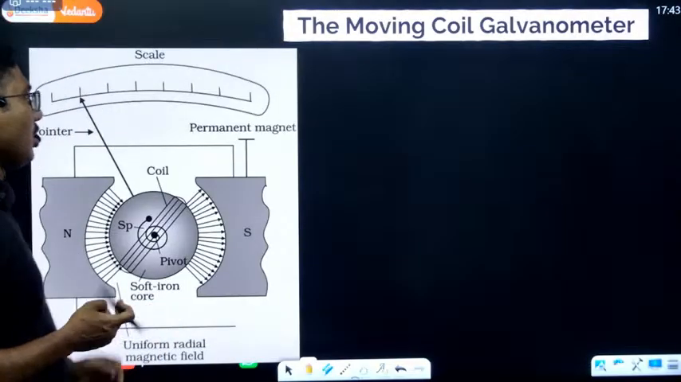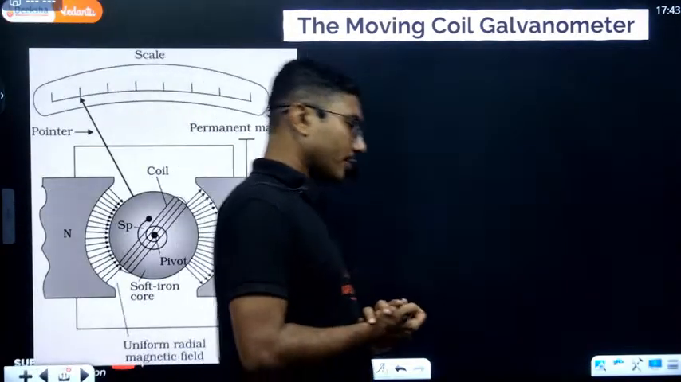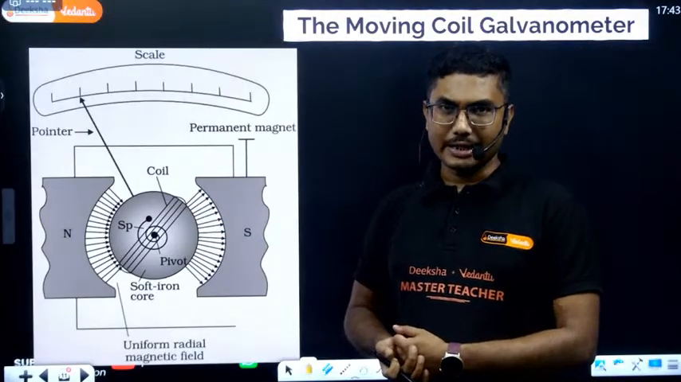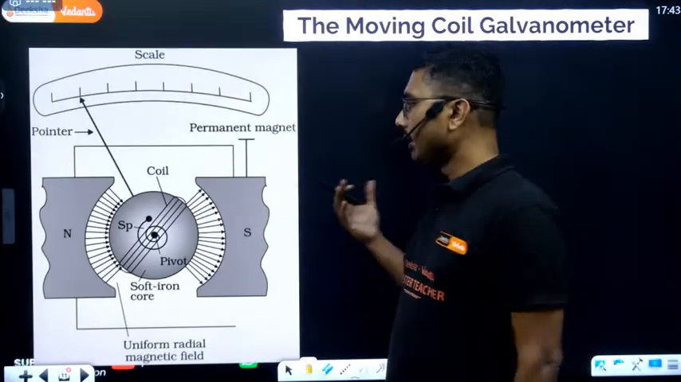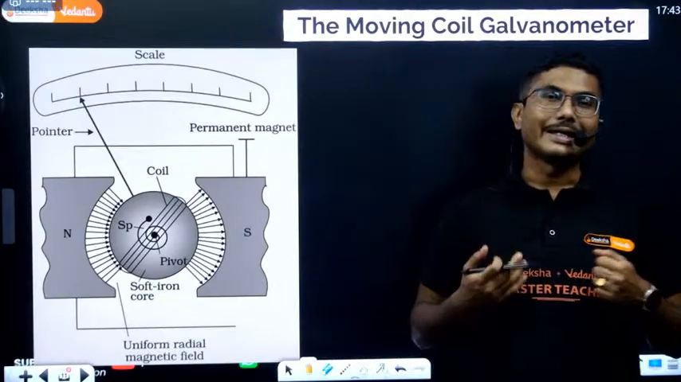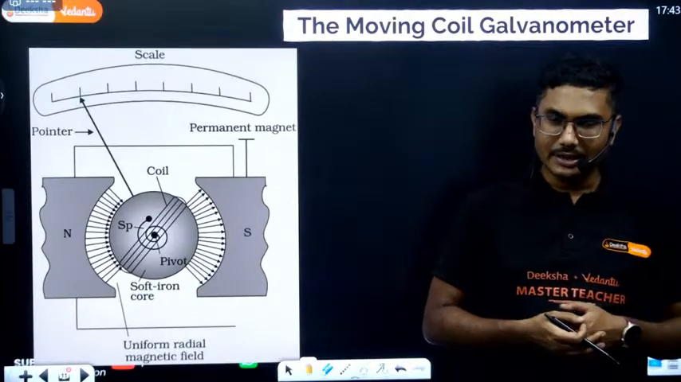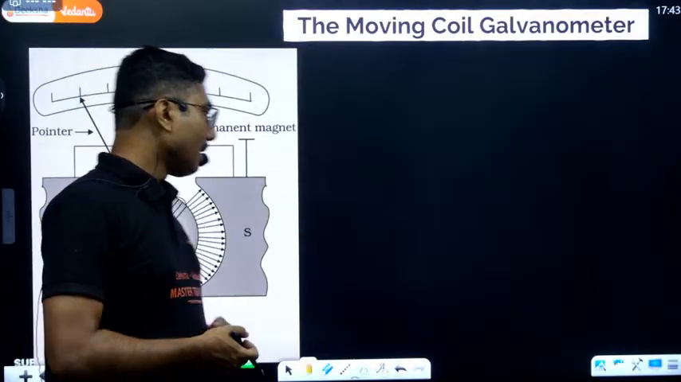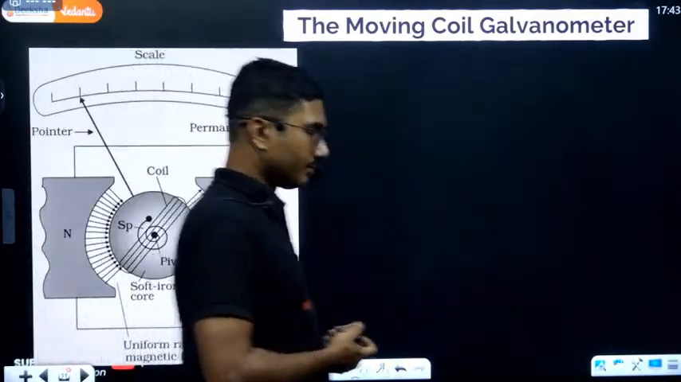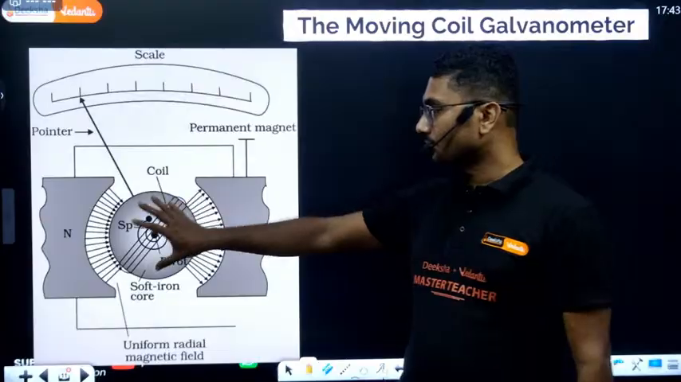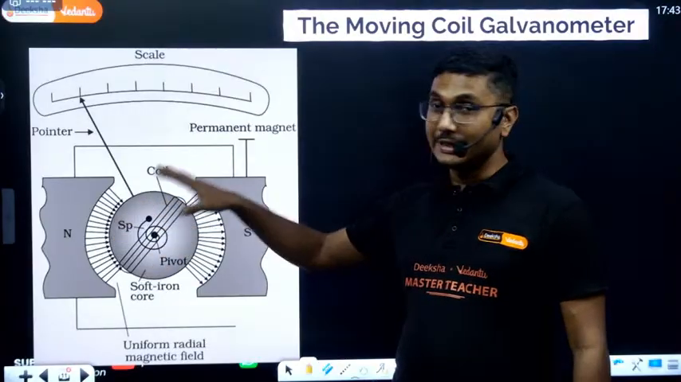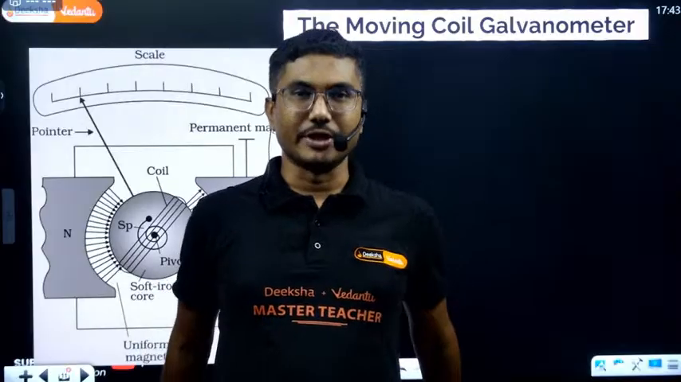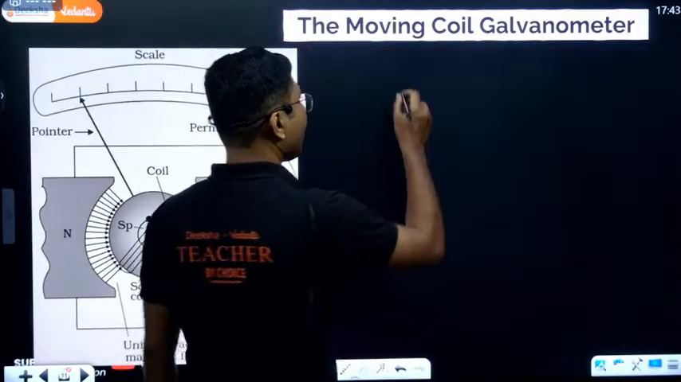Okay, now a moving coil galvanometer. So we have learned that if you keep a current carrying rectangular coil in an external magnetic field, then it basically experiences a torque. Now that principle we can apply to a device which can measure how much current is flowing, because torque, we know, what is torque.